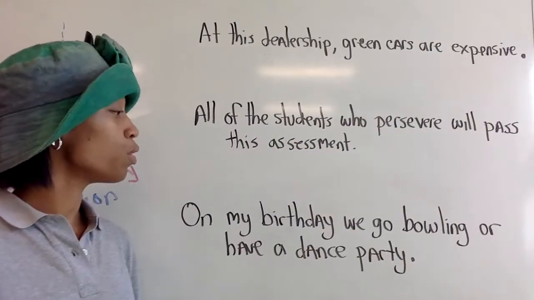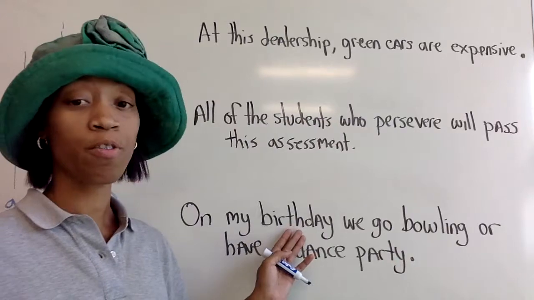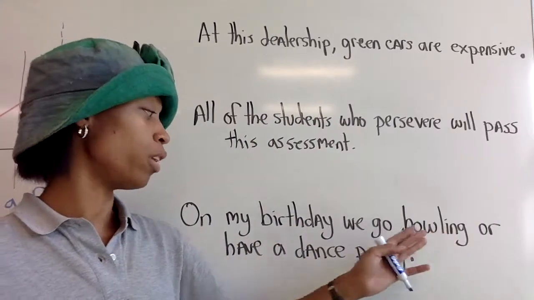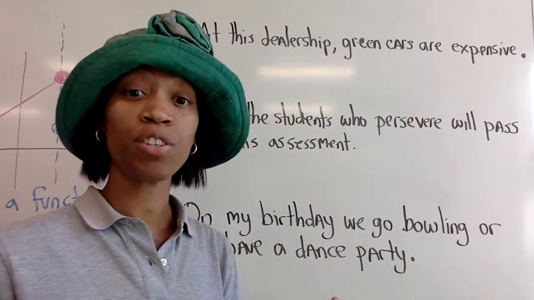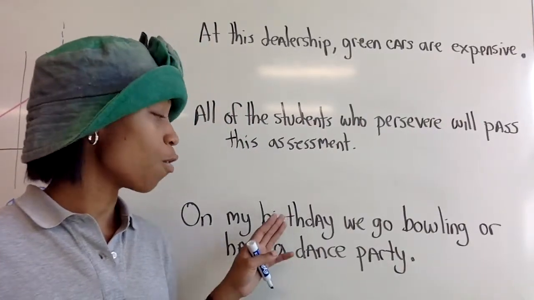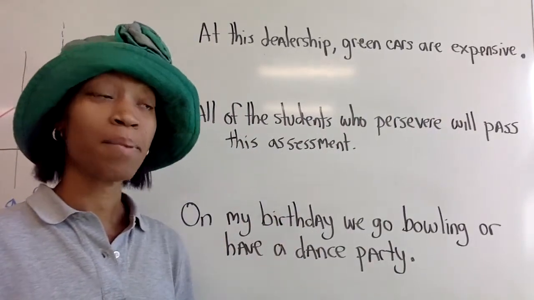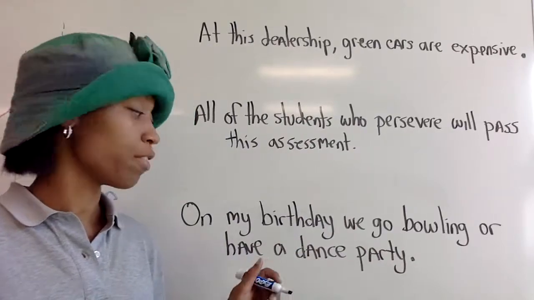And here for the rules. This last rule, on my birthday, I don't know if I'm going to go bowling or have a dance party. Since I have two different options of what could possibly happen on my one birthday, that means that this one would not be a function.